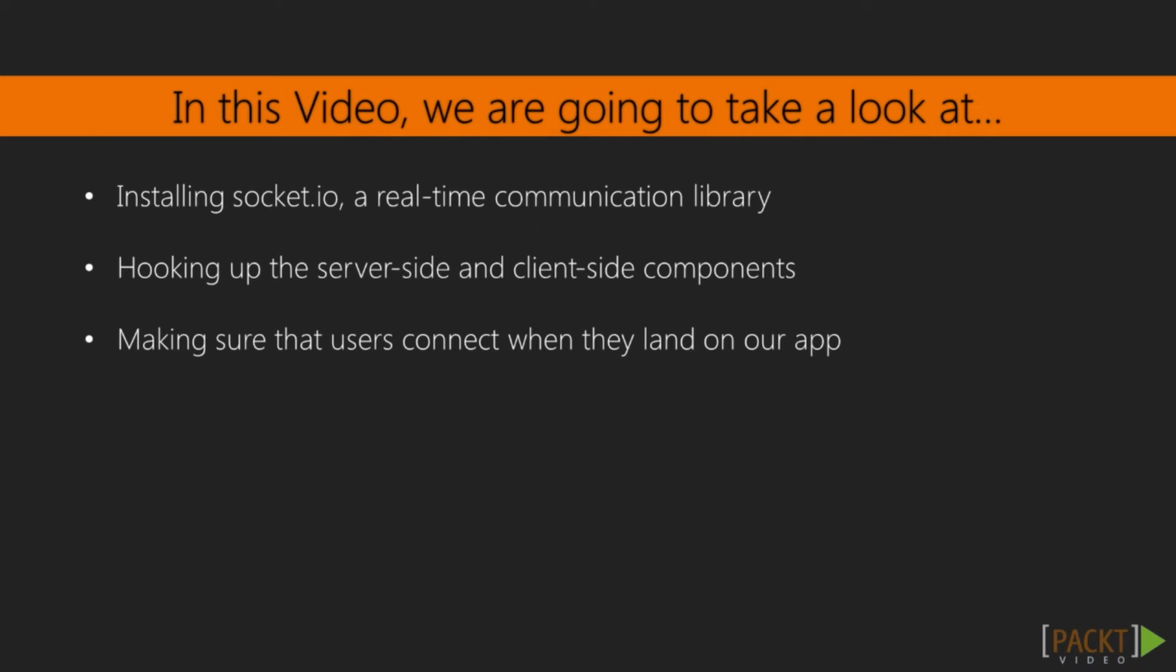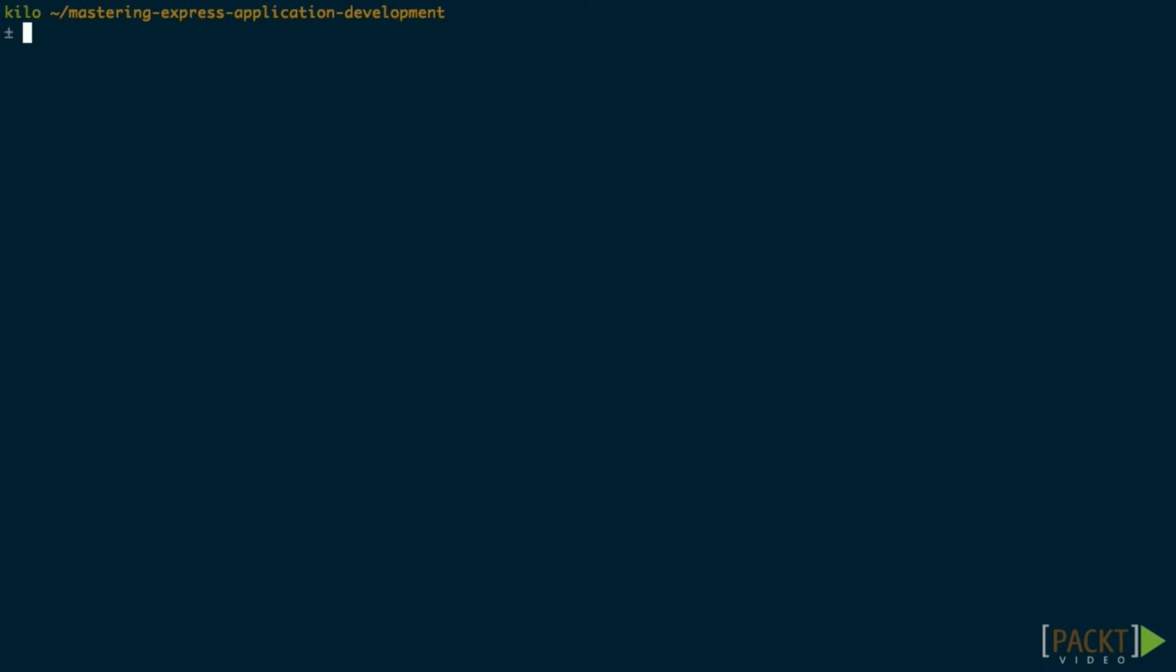Socket.IO acts as an abstraction layer on top of technologies such as WebSockets and long polling, the technologies used to provide real-time functionality to websites. First, we need to install socket.io from npm. As always, we can just type npm install socket.io.